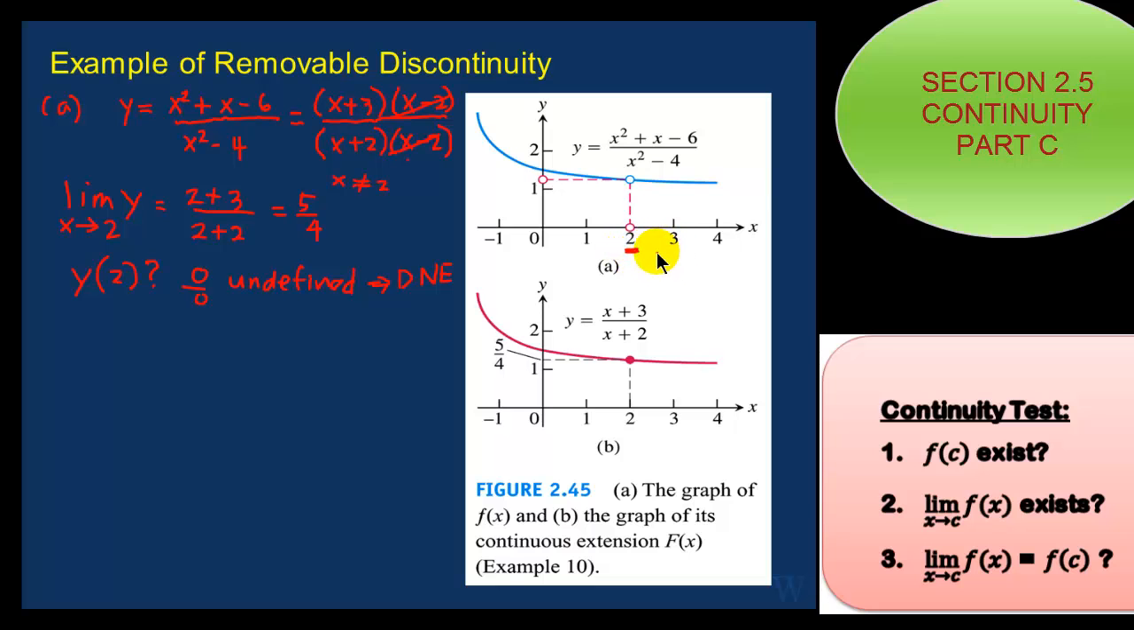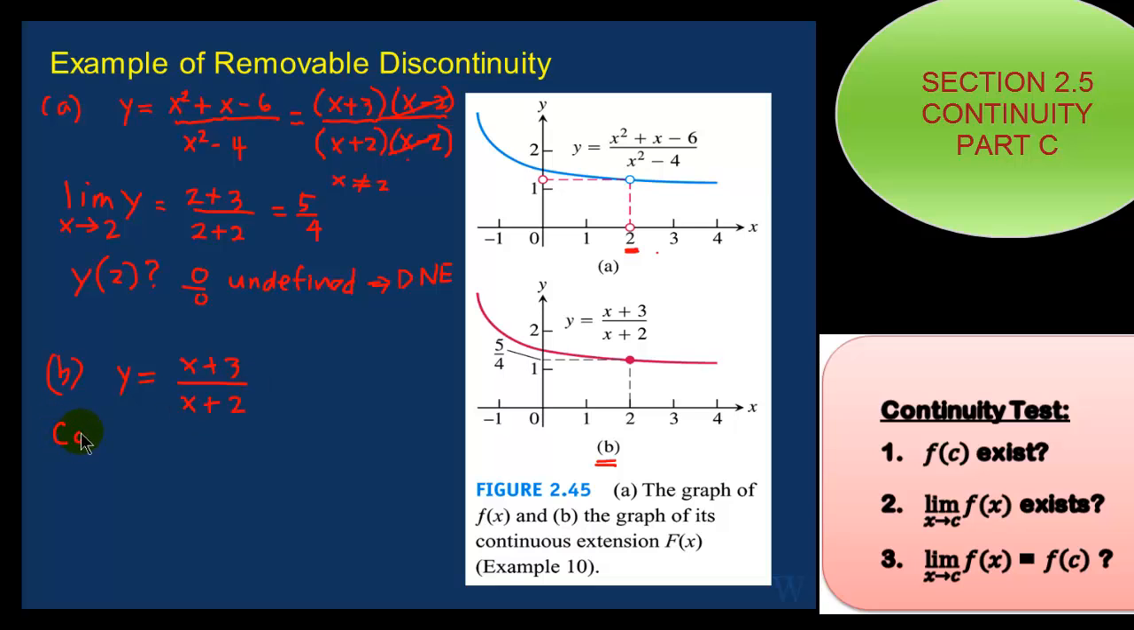Is it a removable discontinuity? Yes, because the limit exists, it's just that it has no function value at the point x equal to 2. And so we remedy the situation by letter B. To remove the discontinuity of A, we redefine it to be a new function. And what is the new function? It's really what's left over when we canceled x minus 2 in both the top and bottom. So in B, our y is equal to x plus 3 over x plus 2.